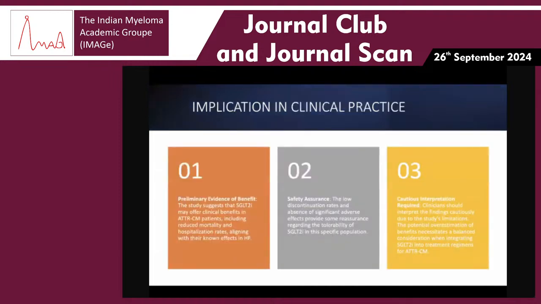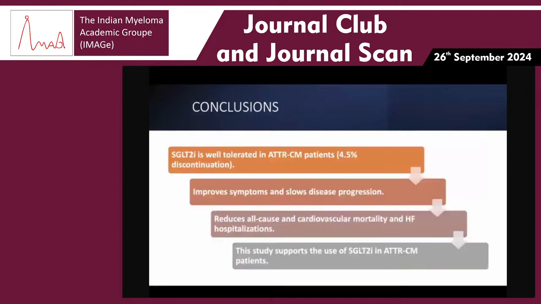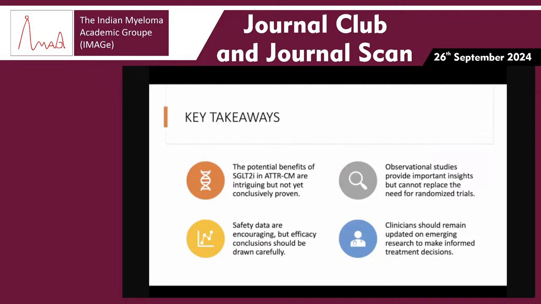The implication in clinical practice is that there is preliminary evidence of the benefit of SGLT2 inhibitors in ATTR cardiomyopathy. There is safety assurance, but we also have to be cautious about the interpretation. It is well tolerated in ATTR cardiomyopathy patients, with 4.5% discontinuation. It improves symptoms, slows disease progression, and reduces all-cause mortality and cardiovascular mortality, and hence it supports the use in ATTR cardiomyopathy. The key takeaway from this study is that the potential benefits of SGLT2 inhibitors in ATTR cardiomyopathy are intriguing but not conclusively proven.